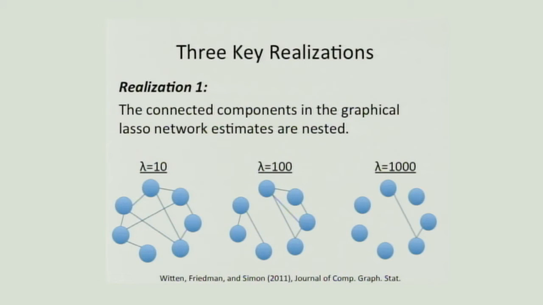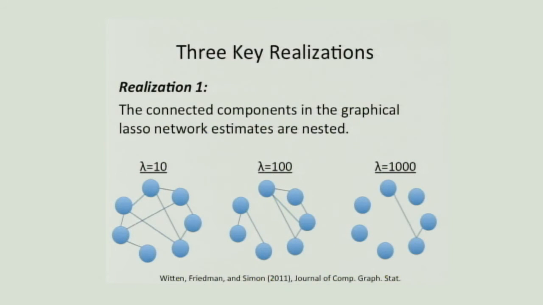The first thing that we realized is, remember, the graphical lasso problem has a sort of obscure form. It's this optimization problem, and it's really well motivated statistically. But if you just look at it, it's not clear exactly what your sigma inverse estimate is going to look like. But it turns out that there's a very simple property of the sigma inverse that you get as you vary that tuning parameter lambda. And the property is that the connected components in the estimate of the network that you get are nested.